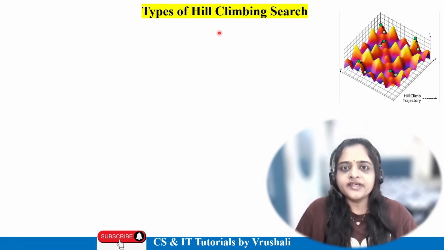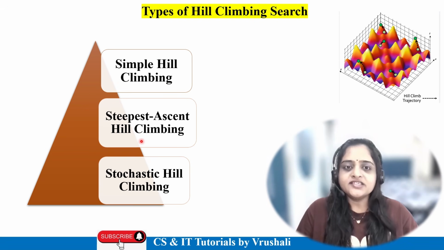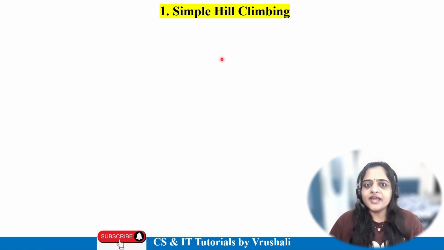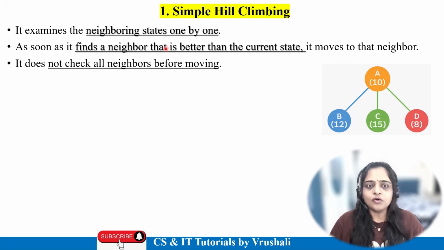Now the next topic is types of hill climbing search. There are a total of three types: simple hill climbing, steepest ascent hill climbing, and stochastic hill climbing. So let's understand one by one. The first type is simple hill climbing. As the name suggests, it is a simple one. It examines and explores only neighboring nodes one by one.